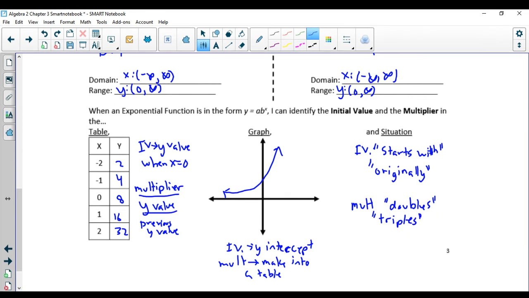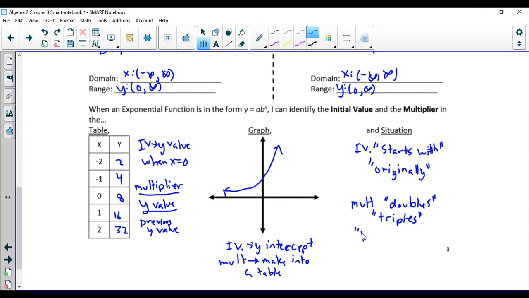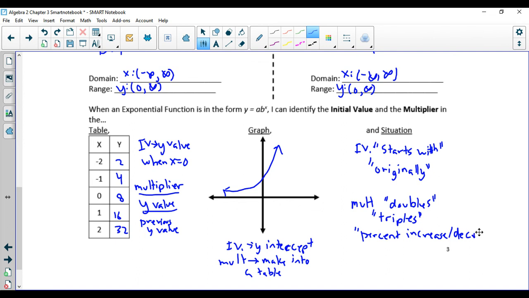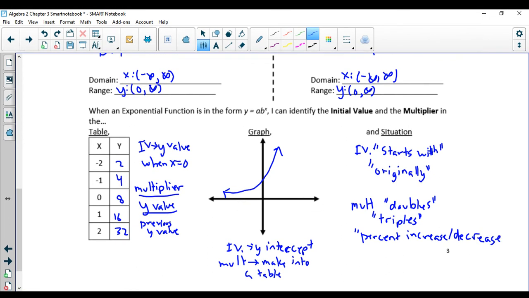But also, anytime we do these percent increase or decrease problems, that's also going to be a hint for the multiplier. So percent increase / decrease. So that's everything you should know about exponentials as of right now.